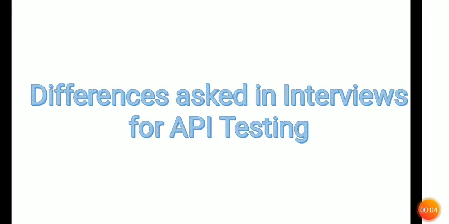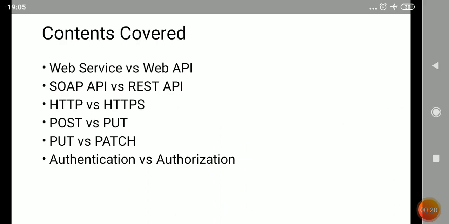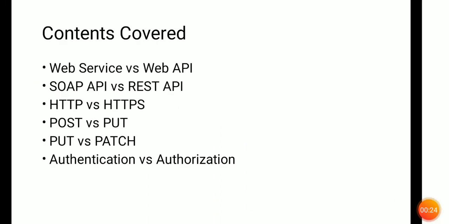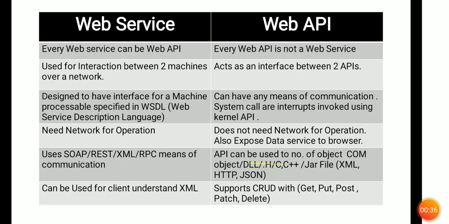Today I am going to share my views on differences that are asked in API testing. These differences should be known to every API tester. API testing is one of the important concepts that adds on skill in a software tester. So let's get started. Here are the topics in front of us: What is web service? What is web API? SOAP API, REST API, HTTP, HTTPS, post, put, patch, authentication, authorization.